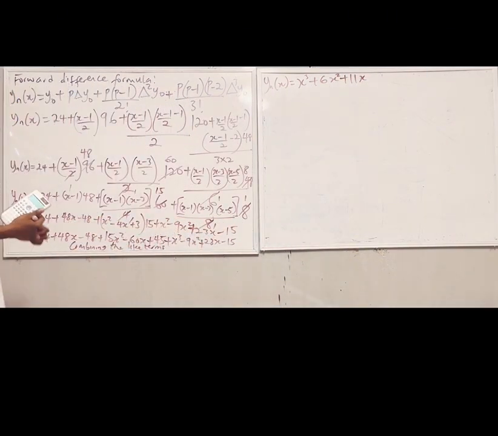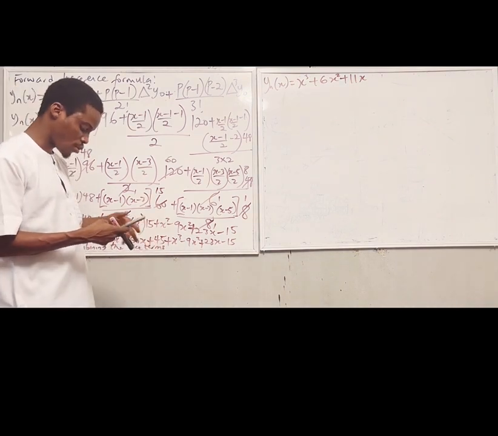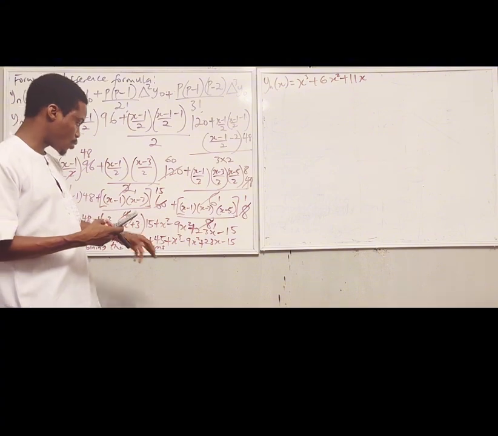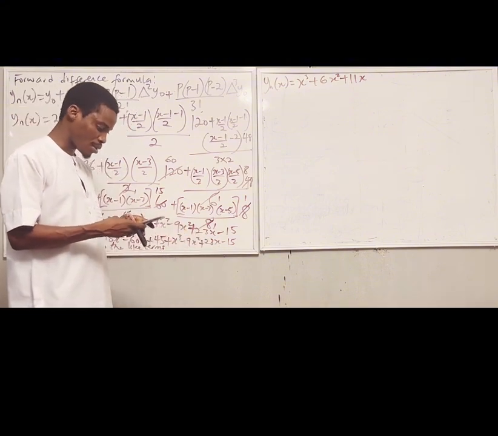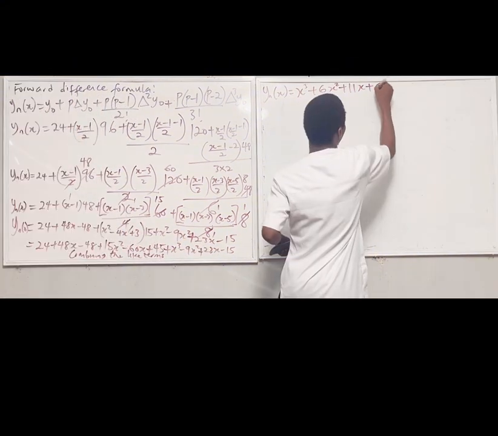Then let me take my last term, which is the constant. This is a constant, it has no variable. 24 minus 48, whereas this was plus 45, plus 45 is 21, then minus 15. I have 6. So plus 6.